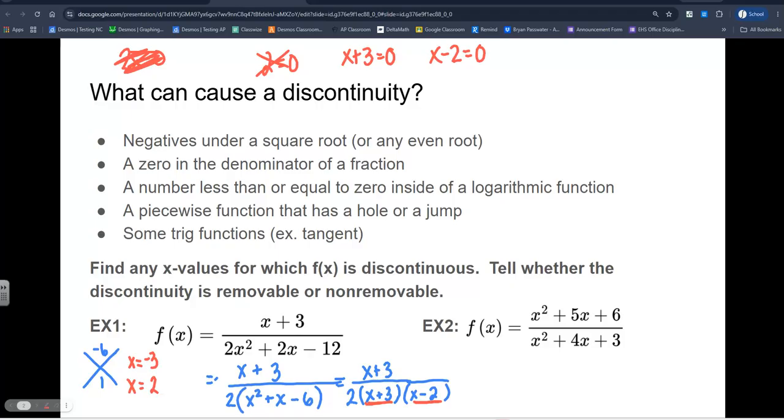Does anybody remember how I can tell whether they're removable or non-removable? Whether we got a hole, or for these it's going to be a vertical asymptote if it's non-removable. If your factor cancels out, so your x plus 3's can cancel here, that means you have a hole there, or a removable discontinuity, and then a vertical asymptote at 2. If I had room, I might write removable next to the hole and non-removable next to the vertical asymptote, but I really did not leave enough room on this page.